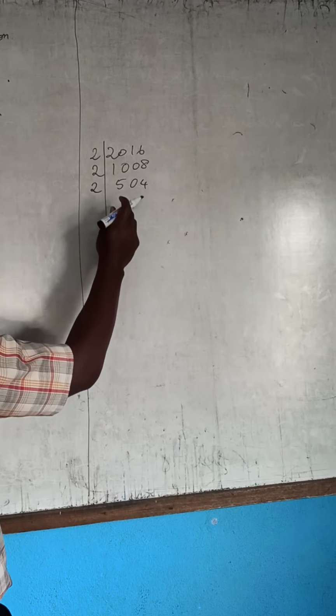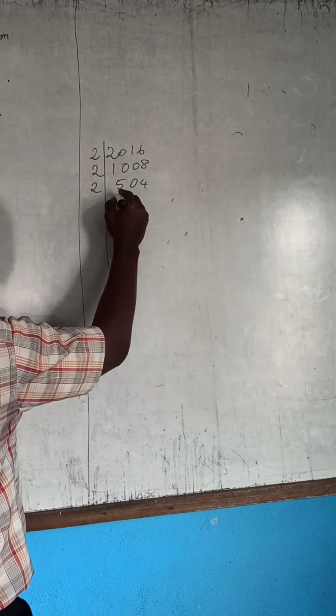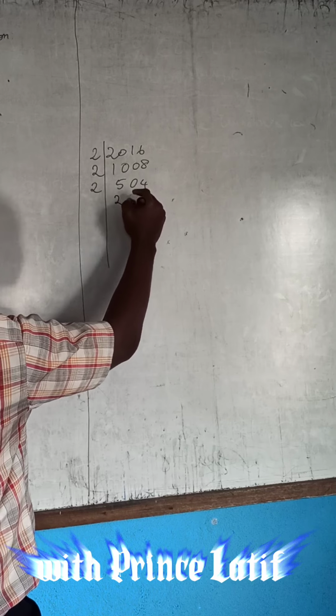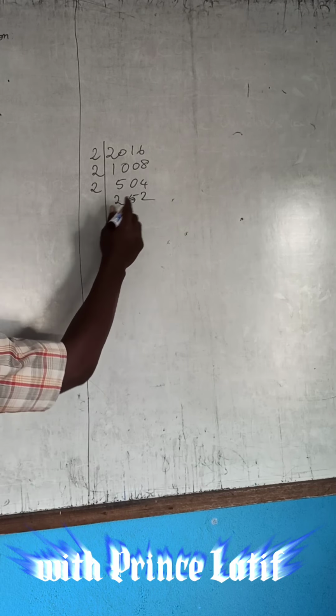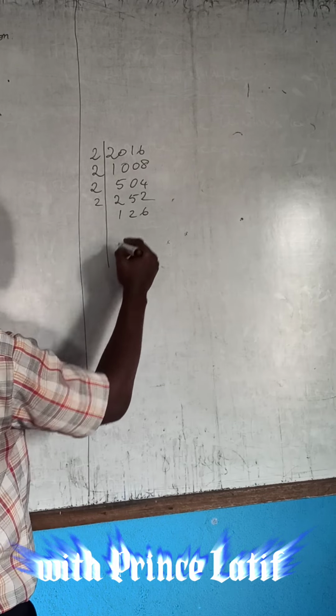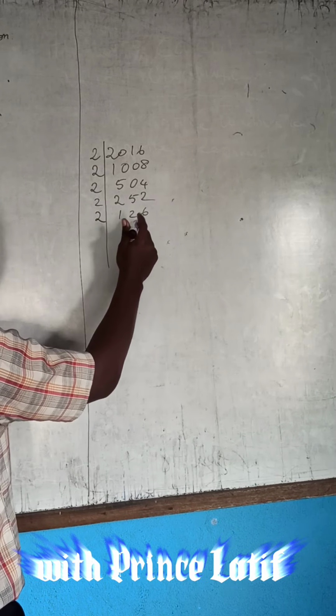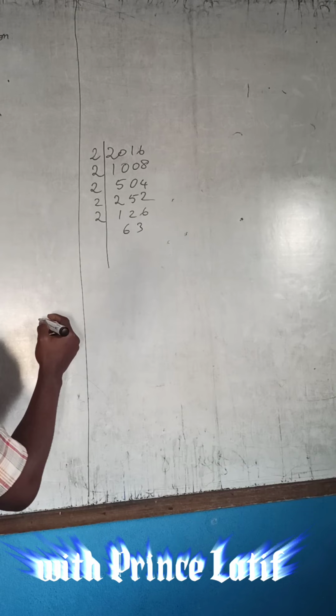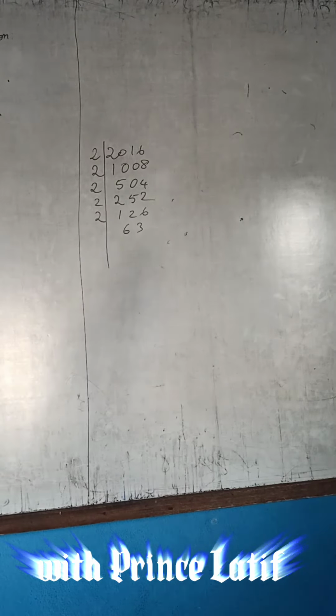So divide by 2 again to give us 252. Divide by 2 again, give us 126. Divide by 2 again to give us 63. So we can stop in this place.